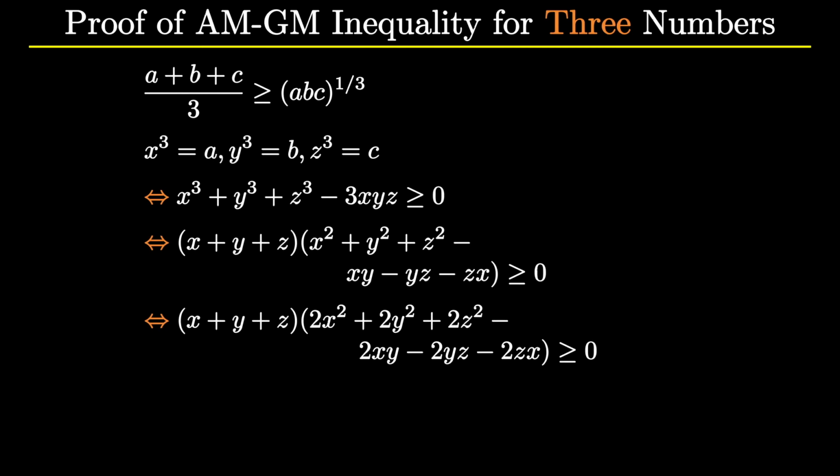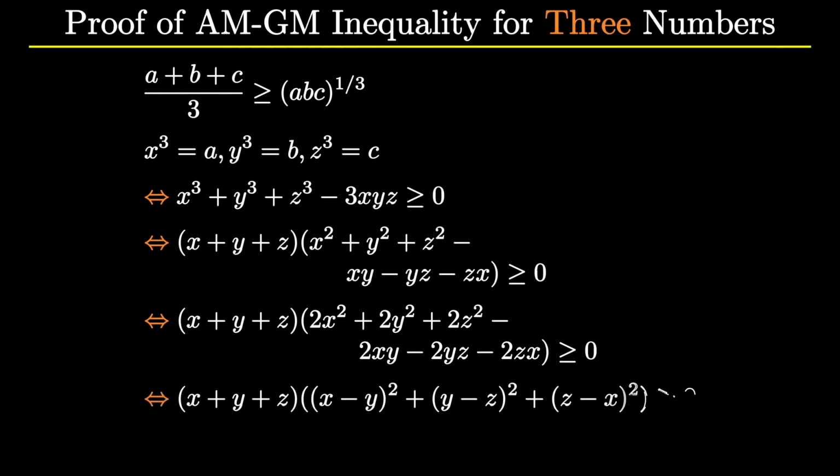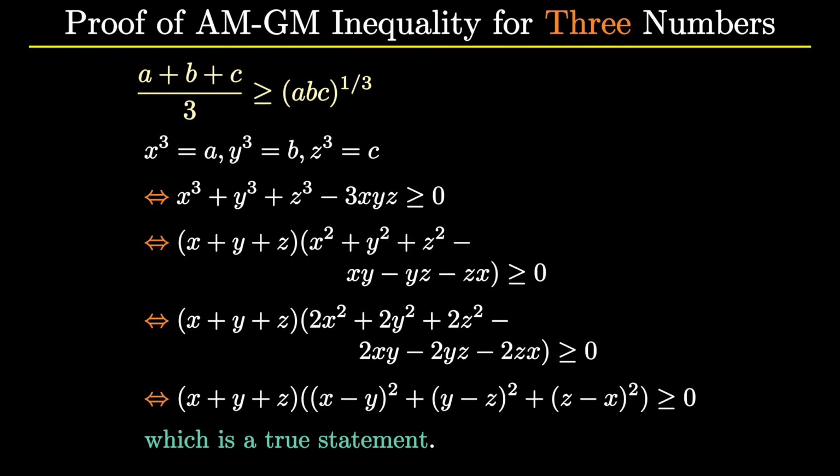Now we multiply the second factor by 2 and we get the second factor equals (x minus y) whole square plus (y minus z) whole square plus (z minus x) whole square. This inequality is clearly a true statement because both the factors are non-negative. Thus, we have reached a true statement by taking some reversible steps. This proves the first statement. It means we have proved (a plus b plus c) upon 3 is greater than or equal to cube root of abc that we wanted to prove.